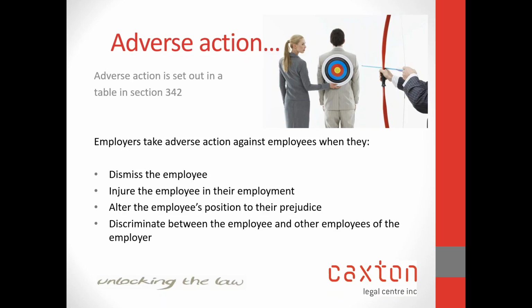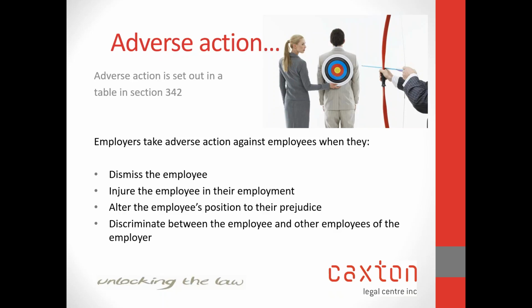and specifically adverse action taken by an employer against an employee. That's item 1 in the table, but there's a whole list of other types of adverse action that can be taken by and against various other players in the workplace. So an employer takes adverse action against an employee if they dismiss the employee, injure the employee in their employment, alter the employee's position to their prejudice, and those two middle ones sometimes cover the same sorts of conduct, or discriminate between the employee and other employees of the employer.